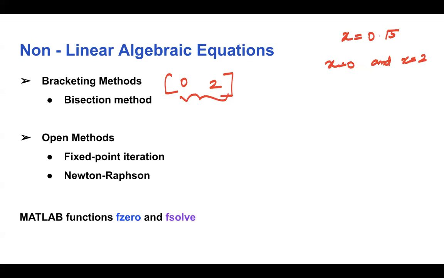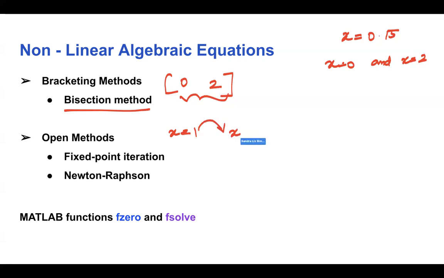In bracketing methods, we'll be discussing a method called the bisection method. Now the second category is open methods. Instead of giving a bracket of values, I'll give an initial guess for the values. This is similar to the iterative methods you have seen in previous weeks. I know that my value has to be some 0.15 something. So to begin with, I'll start with x equal to 1.